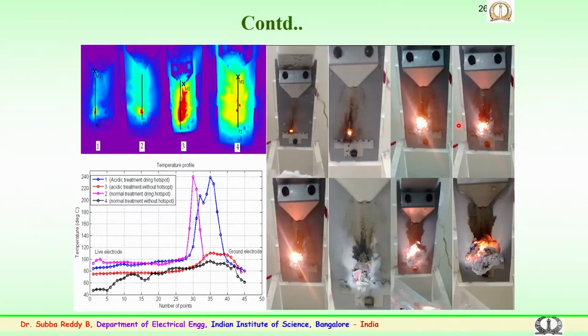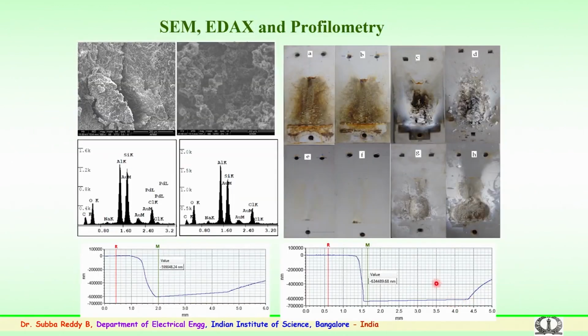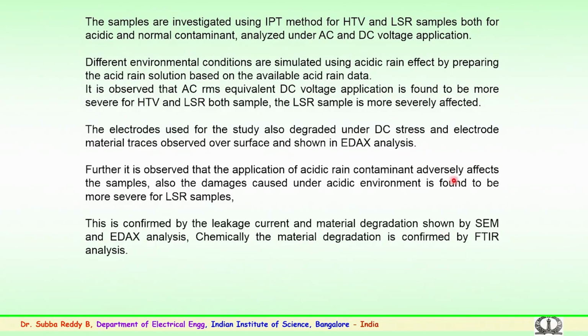So, the degradation because of the inclined plane experimentation happens at several locations. These are the various samples where you see the degradation which has happened. These are the surface morphological studies and experimental analysis which have been carried out. And we know that samples investigated using the inclined plane method, particularly the high temperature vulcanized and liquid silicone rubber samples, for both acidic and normal contaminants, are analyzed under both AC and DC voltage applications.